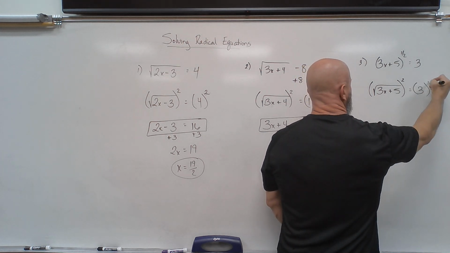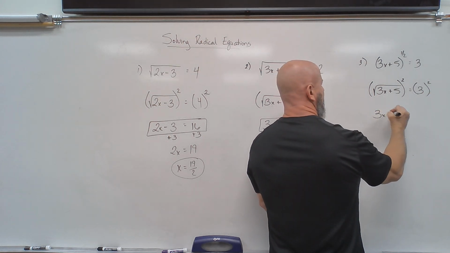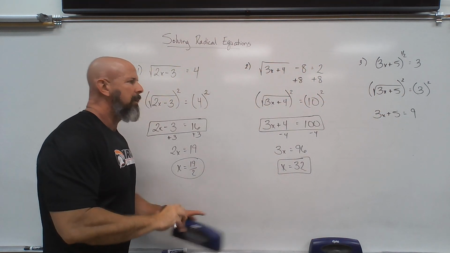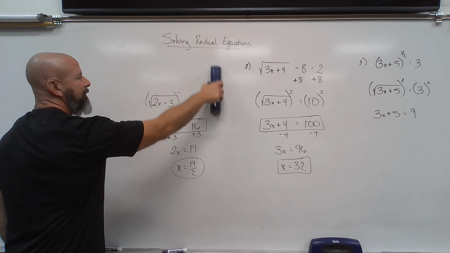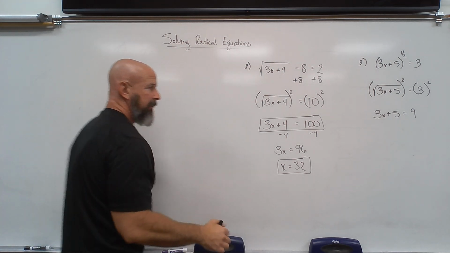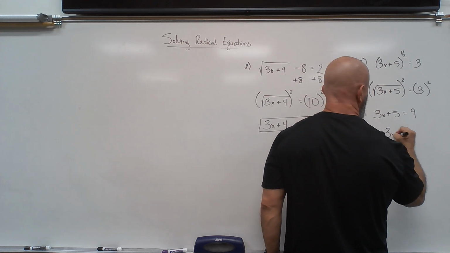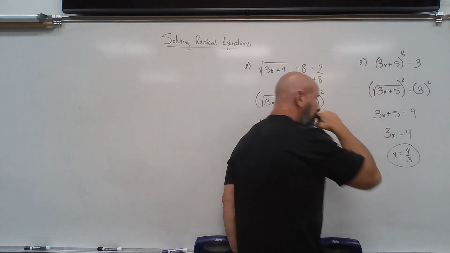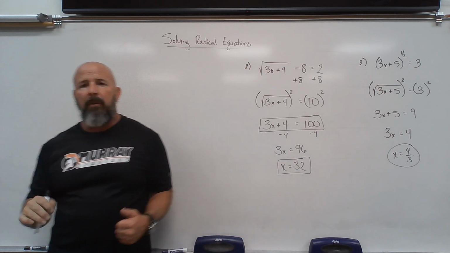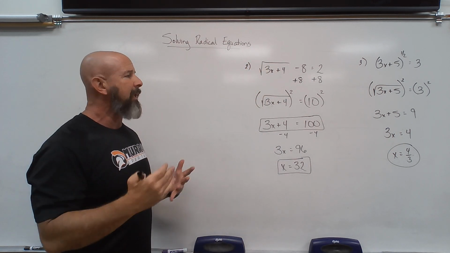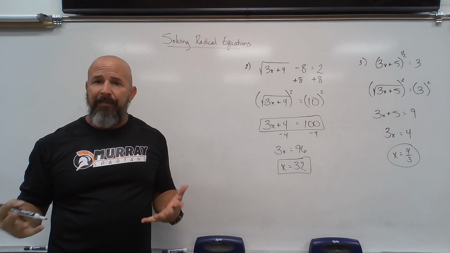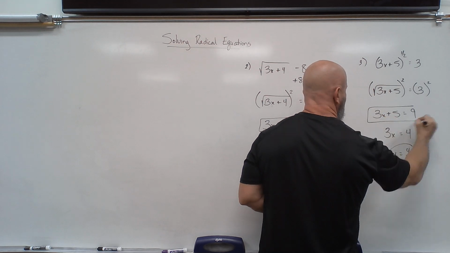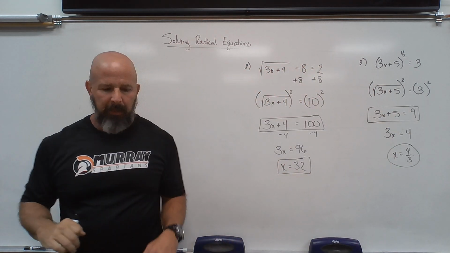So square both sides. 3x plus 5 then is 9. 3 squared is 9. So then I'll subtract my 5 over. That'll give me 3x is 4. And x then would be 4/3. So again, a little bit different look from the start with that rational exponent. Still meaning that we're dealing with a square root. That half power was a square root. And again, once I get rid of that square root, I'm back to something that's a little bit more familiar for me.